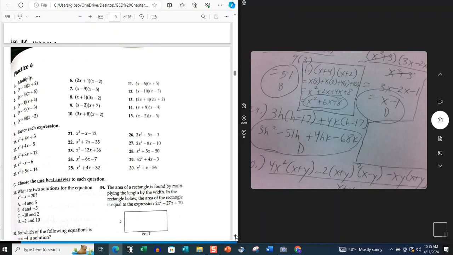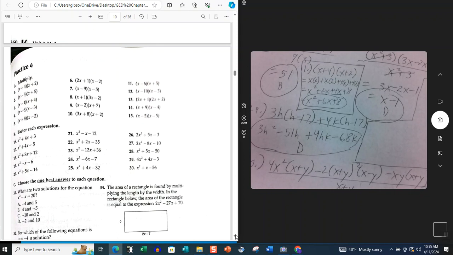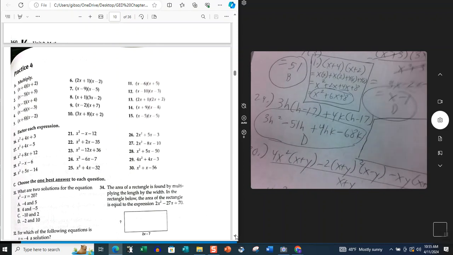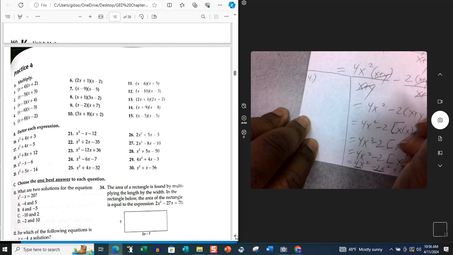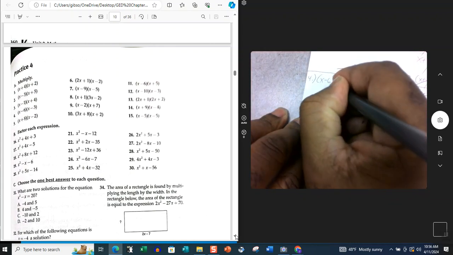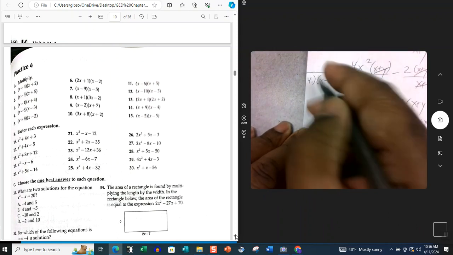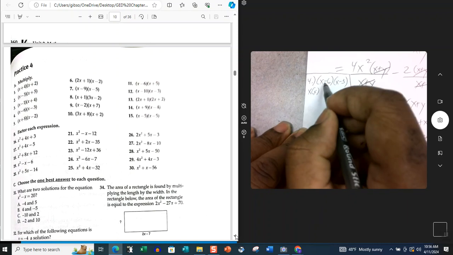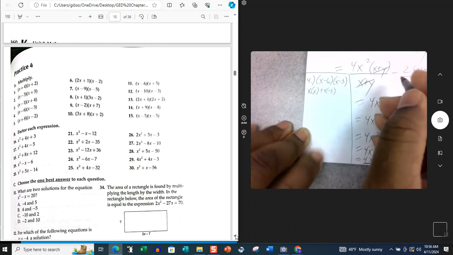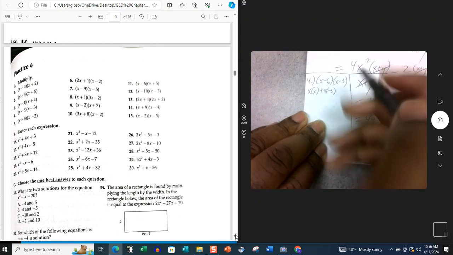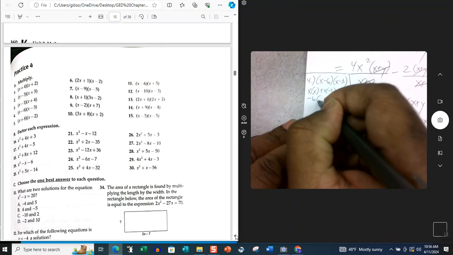Now, we're going to move on. Let's go to problem number 4. For problem number 4, we have x minus 6 and x minus 3. We still use the FOIL method. We have the front, which is x times x. The outer is x times negative 3. The inner is negative 6 times x. And the last is negative 6 times negative 3.